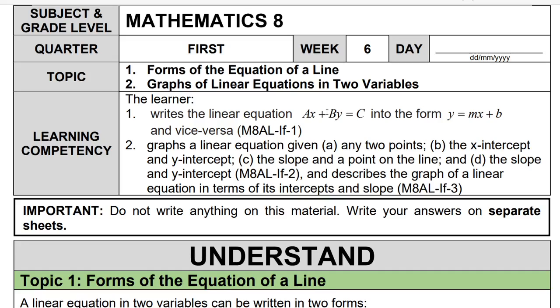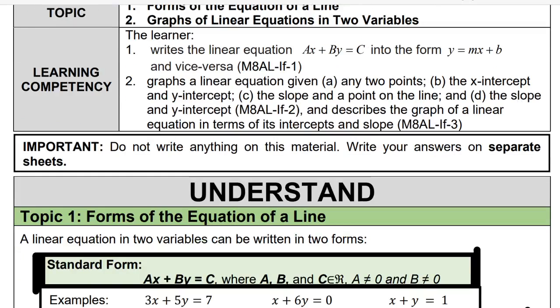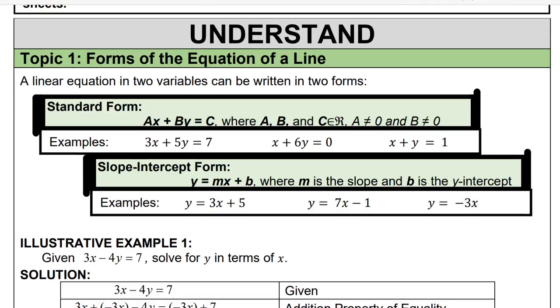Then another is the learner must be able to graph a linear equation given any 2 points, x-intercept and y-intercept, the slope and a point on a line, and the slope and a y-intercept, and describe the graph of a linear equation in terms of its intercepts and slope. Okay. So what do you need to understand here? So our topic 1 is forms of the equation of a line.